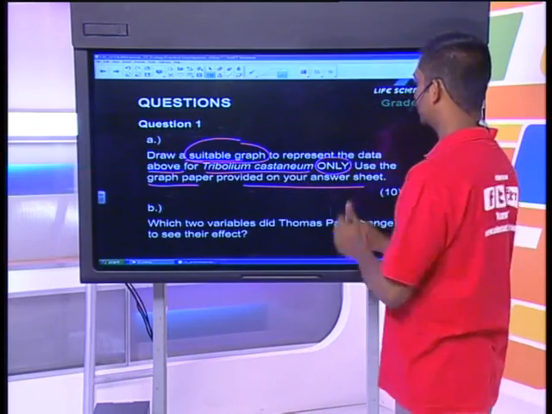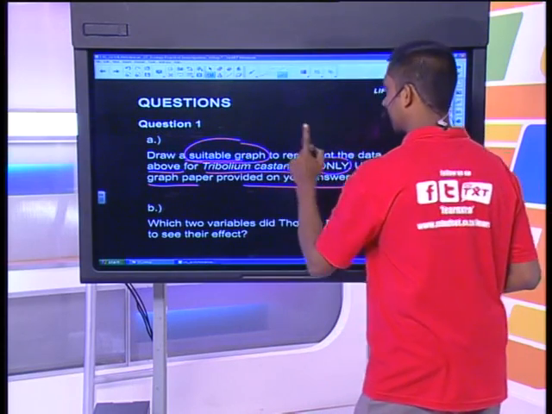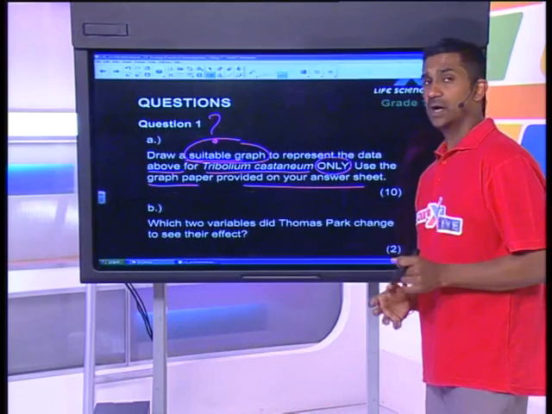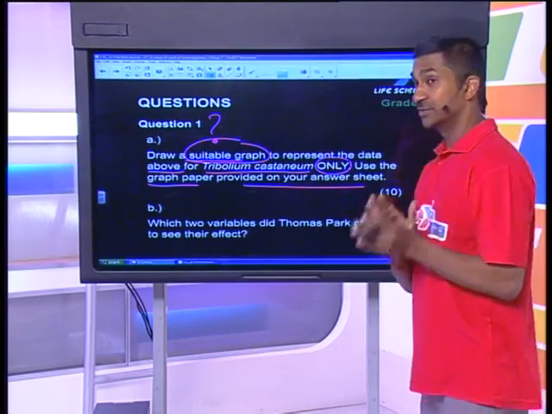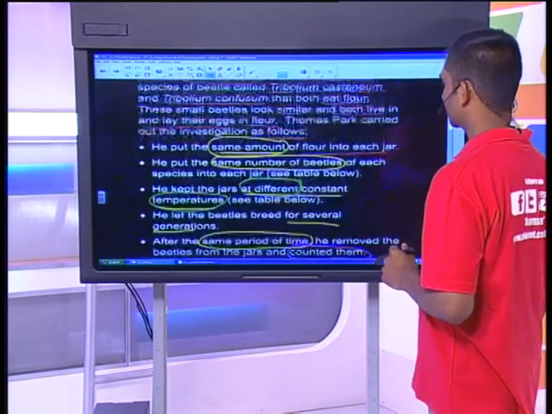So we're going to go back to the data, and we're going to look at castaneum, and we're going to plot the graph of that. Does it tell us which type of graph? We're not too sure. It says suitable graph. And what is a suitable graph? How do we choose the suitable graph? So we've got to look at the data. So I'm going to go back to the data, and we've got to plot a graph.